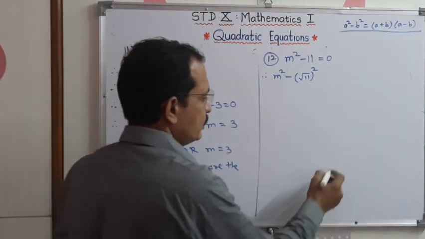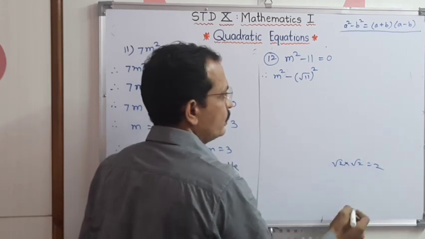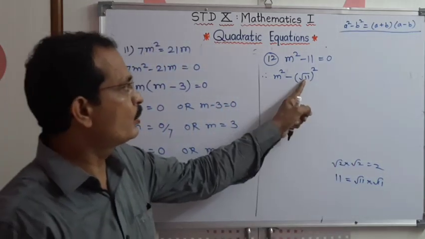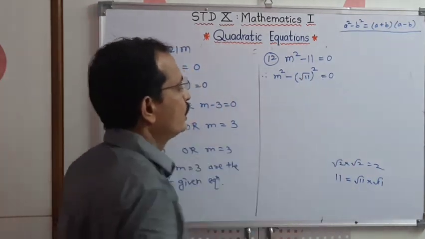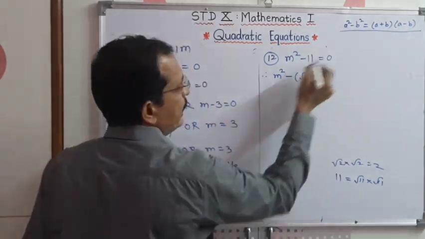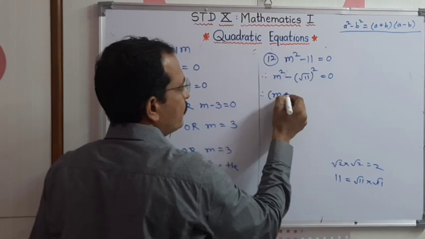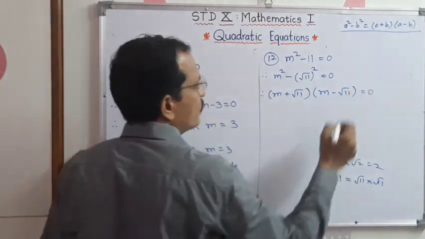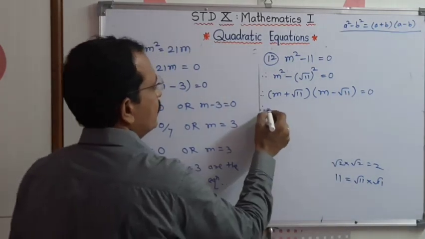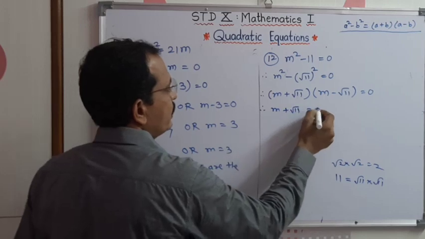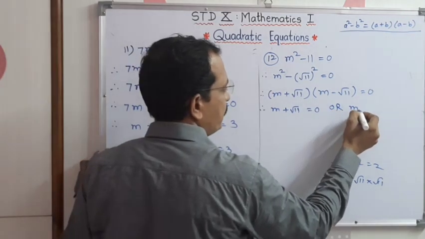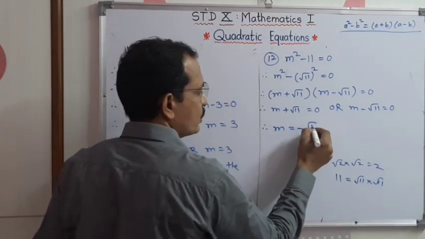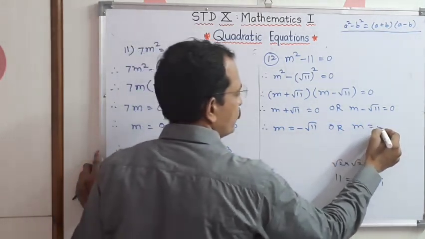As we earlier saw, root 2 into root 2 is equal to 2. Same way 11 means root 11 into root 11. Therefore we write here (root 11) square is equal to 0. Now here a means m and b means root 11. Therefore we write (m plus root 11) in one bracket, (m minus root 11) in the second bracket, equal to 0. Now m plus root 11 equal to 0 or m minus root 11 equal to 0. Therefore m is equal to minus root 11 or m is equal to root 11.